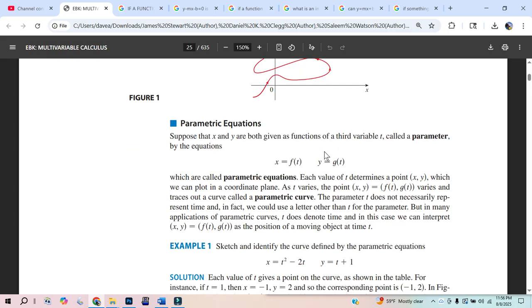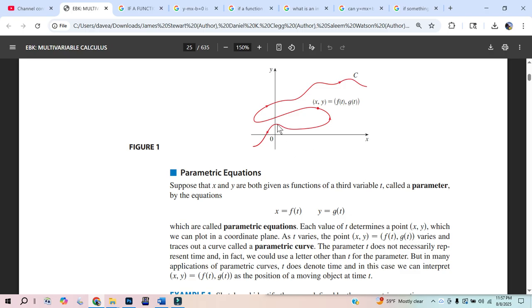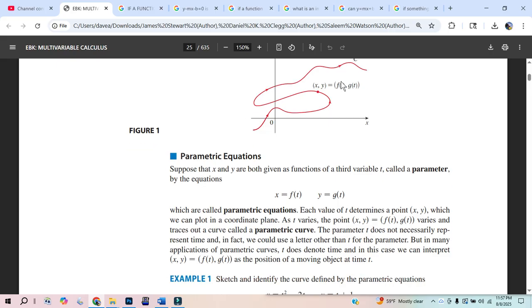The parameter t does not necessarily represent time, and in fact, we could use a letter other than t for that parameter. But in many applications of parametric curves, t does denote time. And in this case, we can interpret xy as a function f of t, g of t, as the position of a moving object at time t. So that's what we explained: if time t is 1 second, it's here. Maybe at 2 seconds, it's here. At 3 seconds, it's there. And we can map that out.